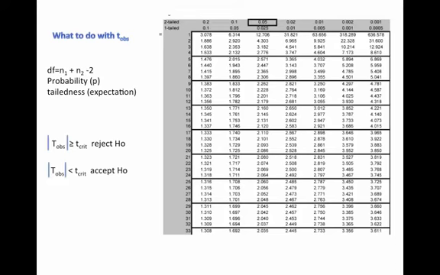Say that you have calculated a t observed and now want to answer the question, is there a significant difference between these two means? To do that, you compare your observed t with the theoretical distribution of t values given in a t-table. An example of a t-table is on the right side of the slide. Before you can do that, you have to determine a couple of other things.